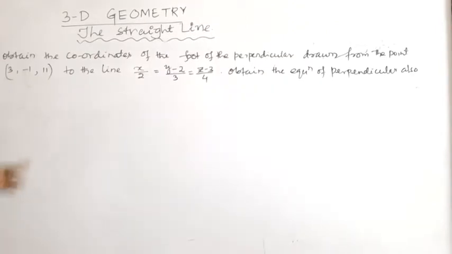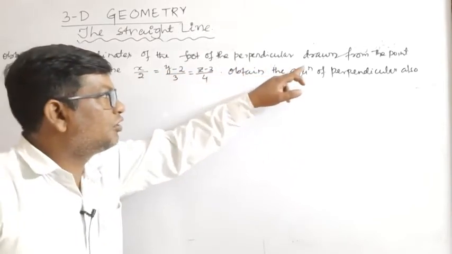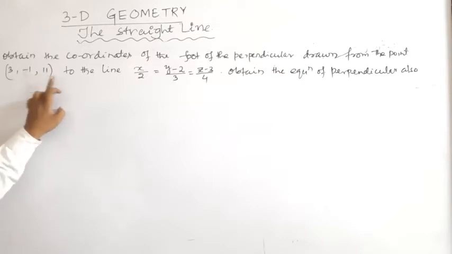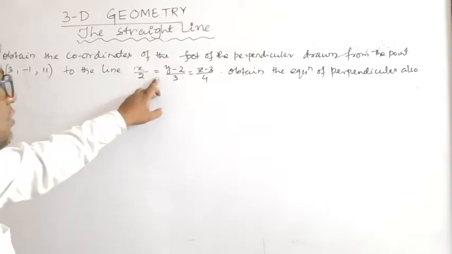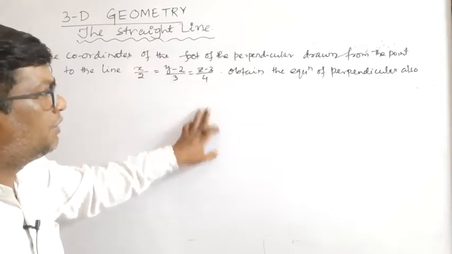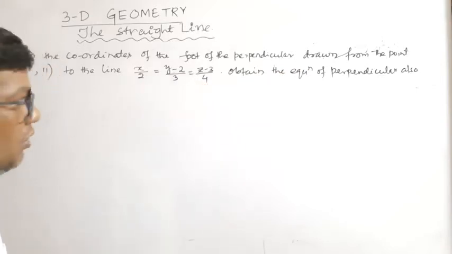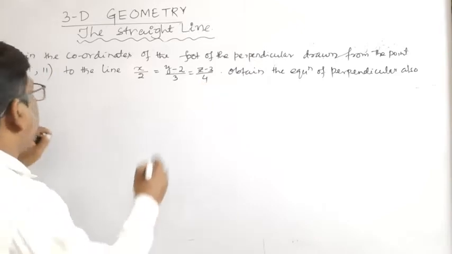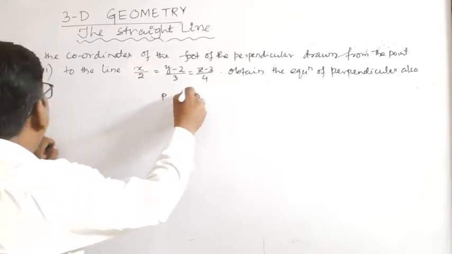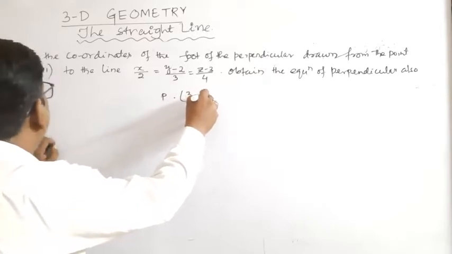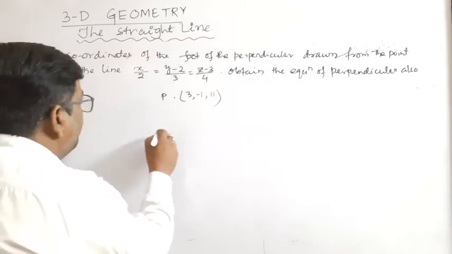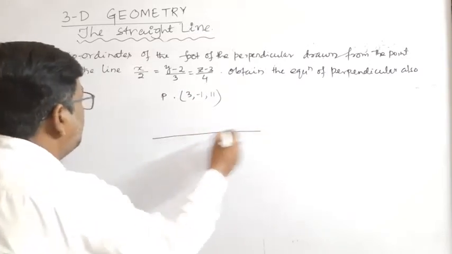Obtain the coordinates of the foot of the perpendicular drawn from the point (3, -1, 11) to the line x/2 = (y-2)/3 = (z-3)/4. Obtain the equation of the perpendicular also. So, this is the point P (3, -1, 11), and this is the straight line.